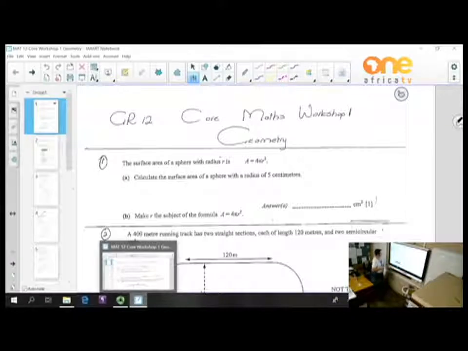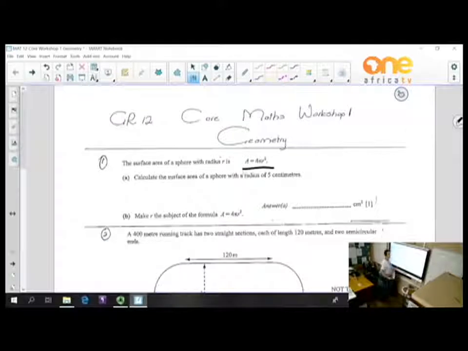The surface area of a sphere is given with this formula. So they provide you with a formula. You don't need to learn it. Calculate the surface area if the radius is 5. So I'm just going to substitute 4 pi 5 squared. And now I must do that calculation on my calculator.